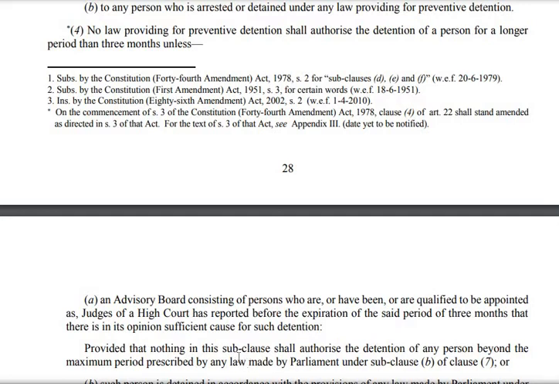Provided that nothing in this subclause shall authorize the detention of any person beyond the maximum period prescribed by any law made by Parliament under subclause B of clause 7. What they are saying is कि लॉ बनाएगा पार्लियामेंट, ने मान लो 1 साल का प्रिवेंटिव डिटेंशन का लॉ बना लिया कि आप 1 साल तक कस्टडी में रख सकते हो.